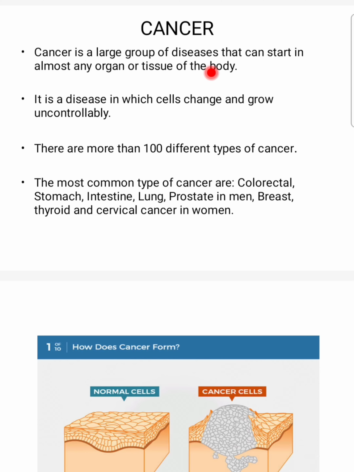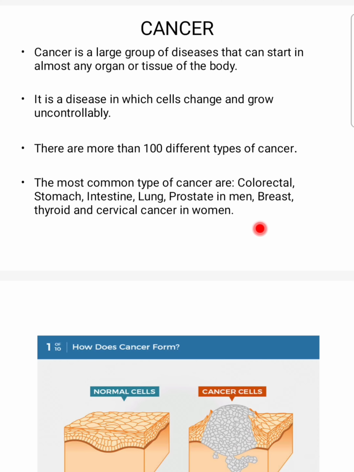So it is a disease in which cells change and grow uncontrollably. There are more than 100 different types of cancers, and the most common types are colorectal, stomach, intestine, lung, prostate in men, breast cancer, thyroid cancer, and cervical cancer in women, and the list goes on.